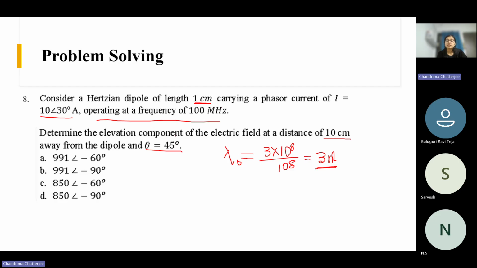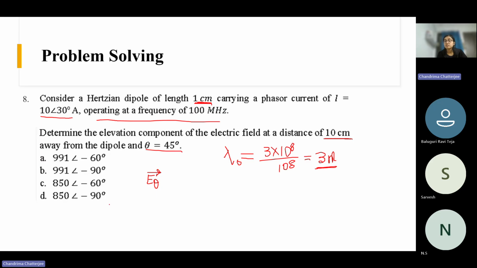Okay. Determine the elevation component. What is the elevation component? Elevation component is E theta. That we will have to calculate at a distance of 10 centimeter away from the dipole. Now you see here, we can't assume that it is the far field one. Why? Because the dipole length is 1 centimeter, but the distance at which we will have to calculate the electric field is only 10 centimeter. Earlier it was 2000 meter. Now it is 10 centimeter. So you can't assume far field.